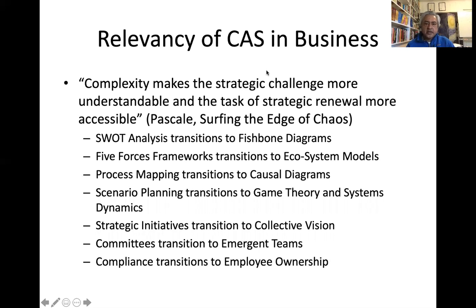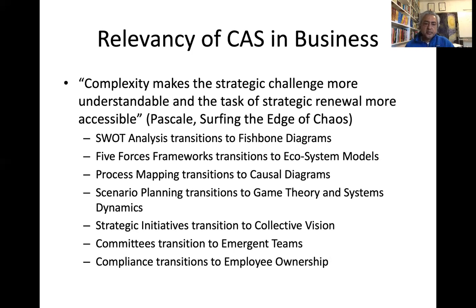Now, the relevancy of CAS in business is perhaps summarized by this quote from Pascal in his book, Surfing the Edge of Chaos. He says, "Complexity makes the strategic challenge more understandable and the task of strategic renewal more accessible." And that's precisely because when we think about the 5 attributes that I had just gone over, this provides a different energy into any strategic challenge and allows strategic renewal, as a result of employing these 5 attributes, to become more accessible.